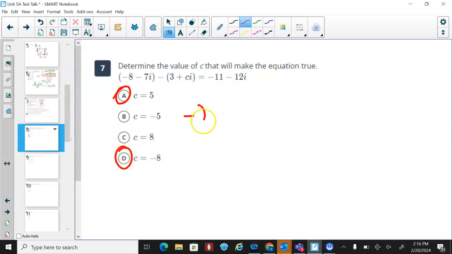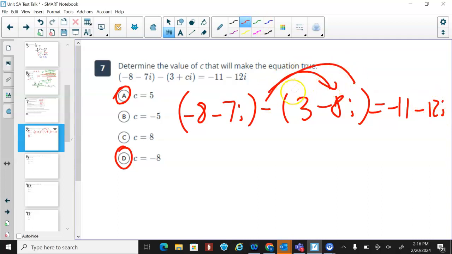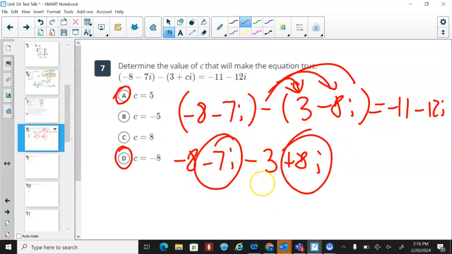Okay, so if I'm only going to plug in -8, I'm going to do exactly what it is originally, put it in the parentheses, and then minus 8i equals -11 minus 12i. Now, after I plugged in the original, I'm going to distribute the negative to both, okay? So this is going to change the equation to -8 minus 7i minus 3, now plus 8i, okay? Now, -7i plus 8i is not going to give me -12i, okay?